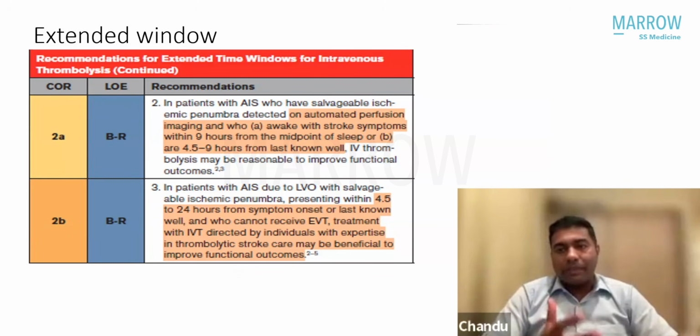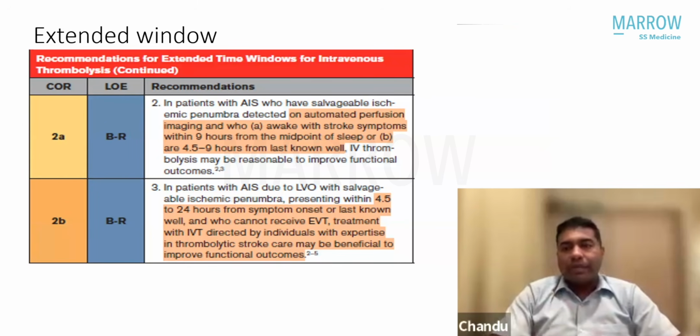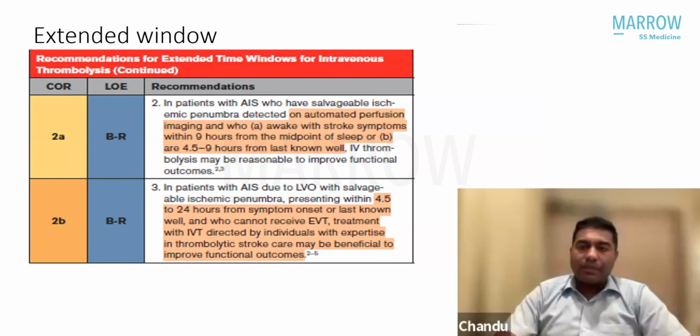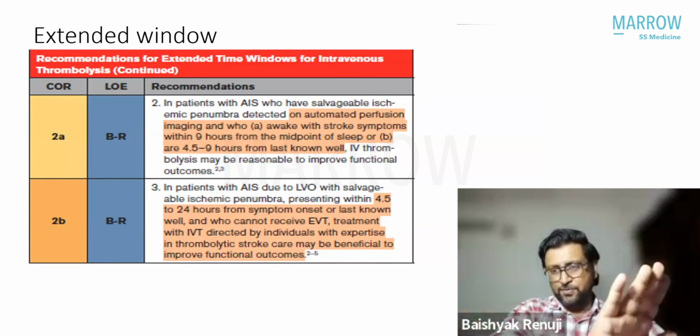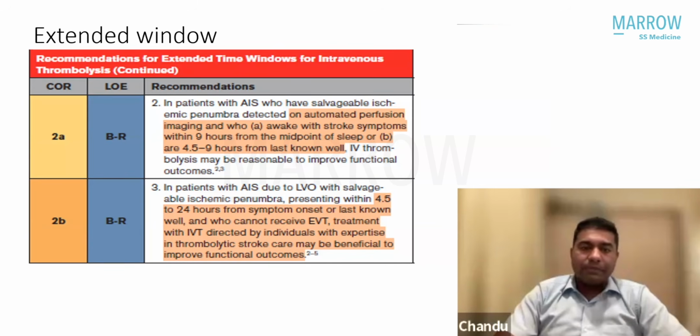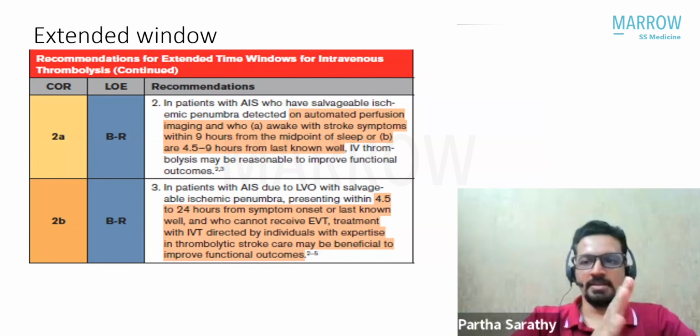We are aware that within the extended time, if there is a diffusion-FLAIR mismatch, go for lysis. If it's a large vessel occlusion, then we have to go for EVT. What is practically feasible is, if they present within 4.5 to 24 hours, rather than pushing them for lysis, it's better to push for thrombectomy. Correct. If it is a large vessel occlusion, it makes our job very easy: straight away go for EVT. If it is not a large vessel occlusion, then that 2A guideline comes into the picture.